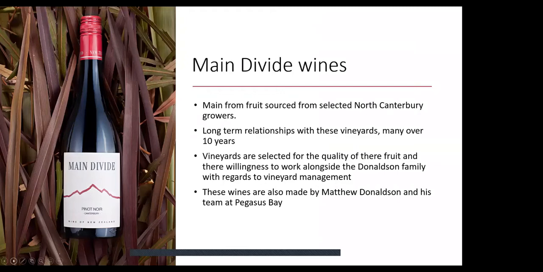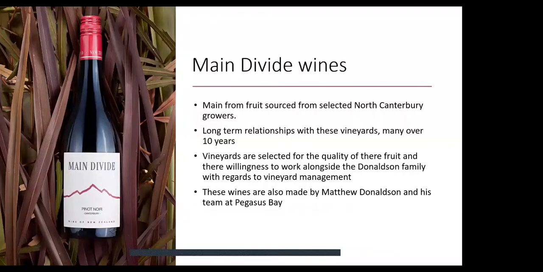Main Divide. So Main Divide was traditionally fruit that was just sourced from growers in North Canterbury that we worked very closely with. Most of the growers we've had quite long-term relationships with. But as I mentioned earlier, we planted our own vineyard 10 years ago, or 12 years ago actually, for Main Divide, just to have a bit more control over the fruit. We still are working with some growers. We've got about half a dozen growers that we're working with very closely. But as I say, we've got quite a lot of the fruit now that we're growing ourselves under the same management as Pegasus Bay Vineyard Management.